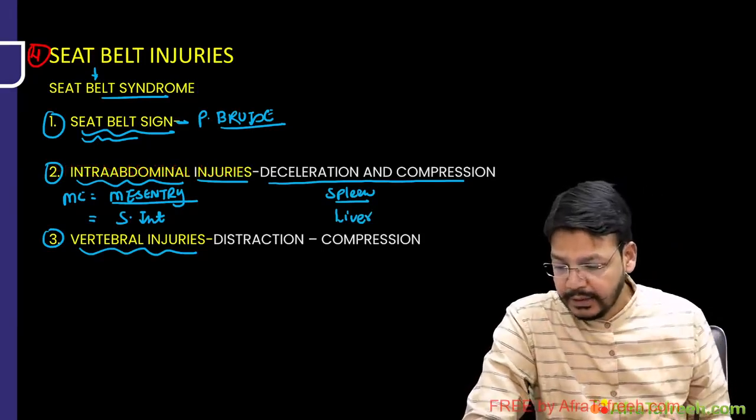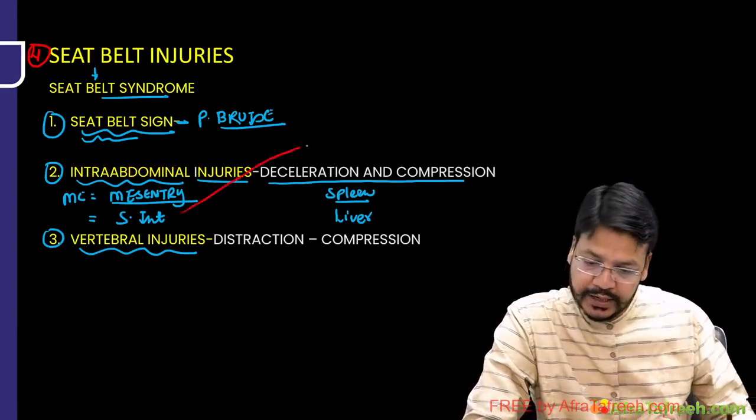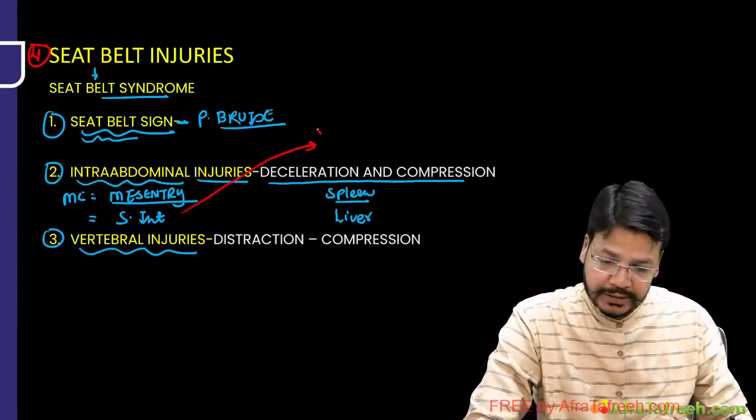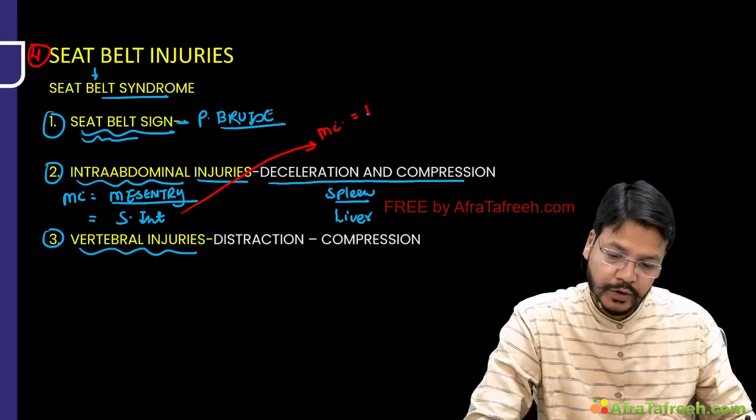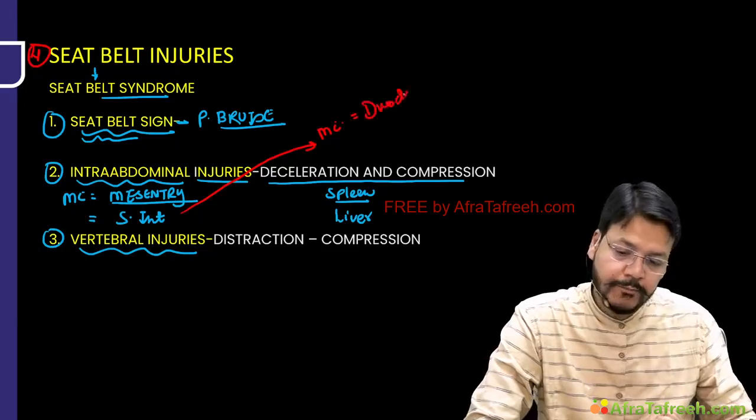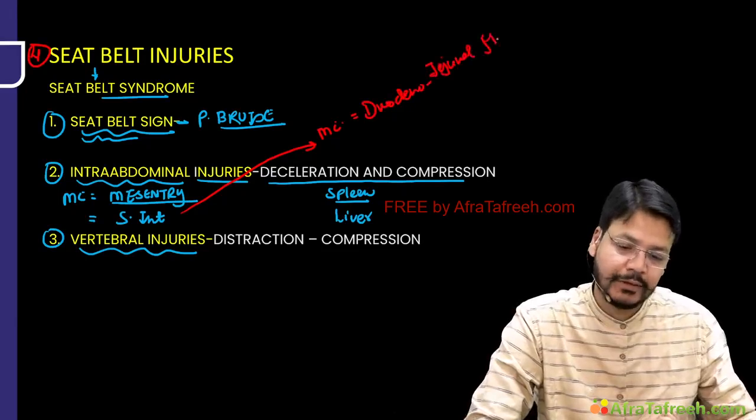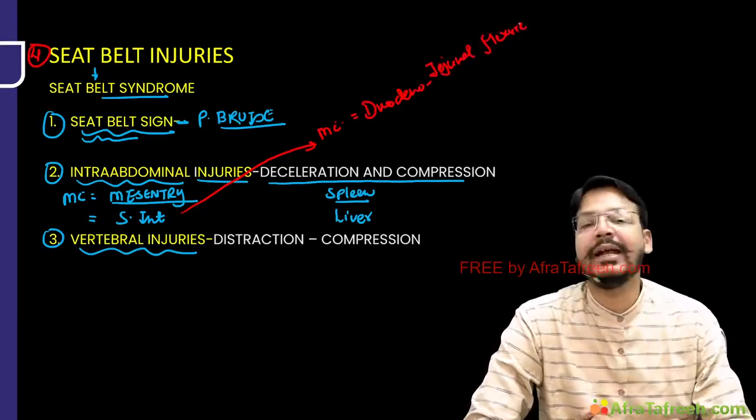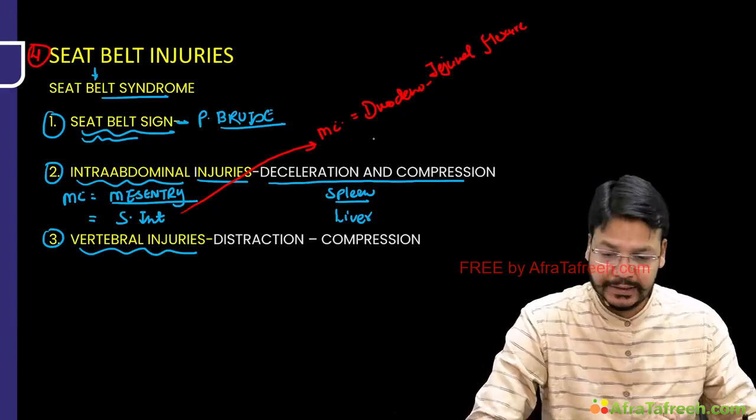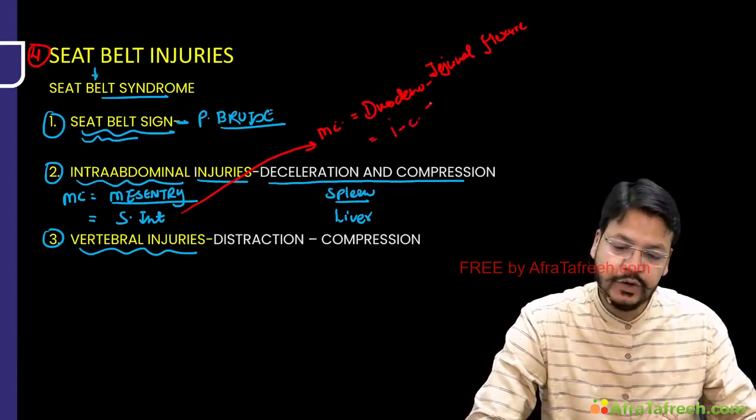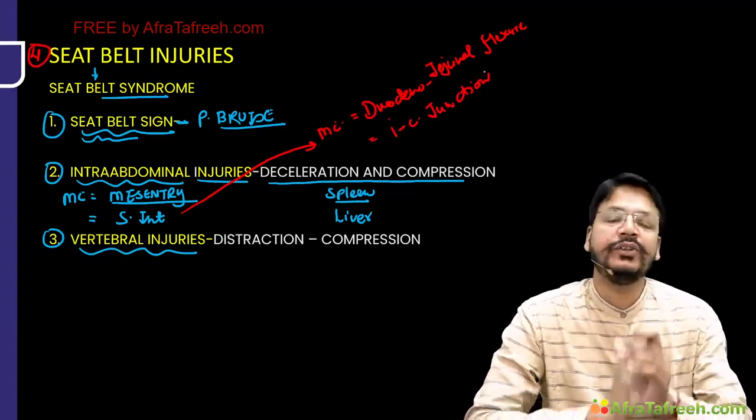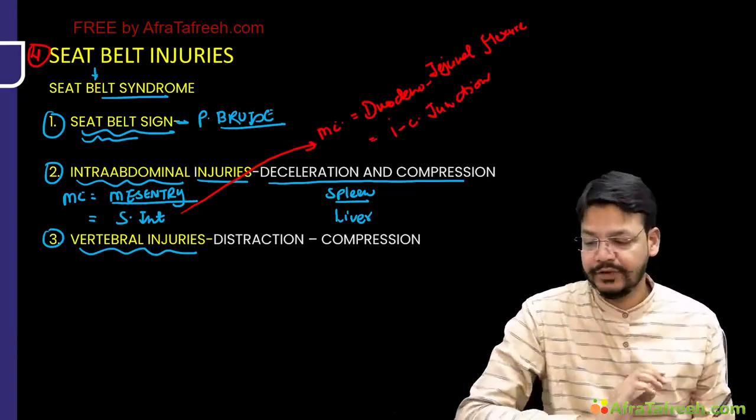My dear friend, in small intestine, if you want to go in detail, the most common site is duodenojejunal flexure. This question comes in exams. The most common site is duodenojejunal flexure. The second is ileocecal junction. So duodenojejunal flexure and ileocecal junction.